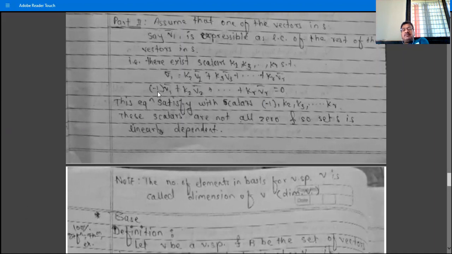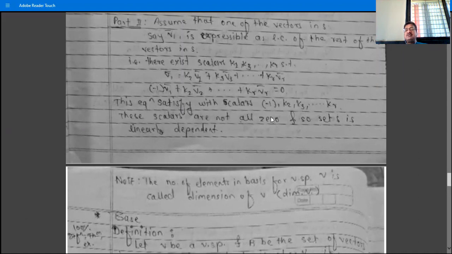But the coefficients of v1, v2, up to vr are not all 0, because we are not guaranteed whether k2, k3, up to kr are equal to 0 or not, but this minus 1 is not equal to 0. So this equation is satisfied with the scalars minus 1, k2, k3, up to kr, and these scalars are not all 0, because minus 1 is not equal to 0. Suppose k2, k3, up to kr are all equal to 0, but minus 1 is not equal to 0. So these scalars are not all 0.